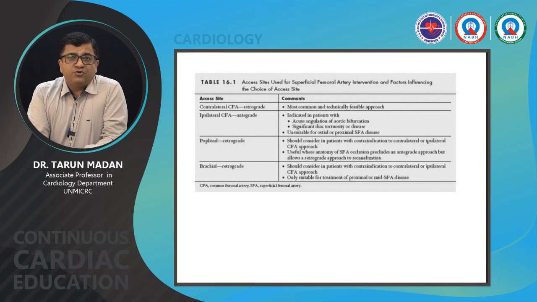Popliteal retrograde access should be considered in patients with contraindication to contralateral access or ipsilateral common femoral access. It's useful where the anatomy of the SFA occlusion precludes an anterograde approach but allows a retrograde approach to recanalization. Brachial retrograde access should be considered in patients with contraindication to contralateral or ipsilateral access, and it's only suitable for proximal to mid SFA disease because the length from the point of entry to the point of intervention becomes very long.